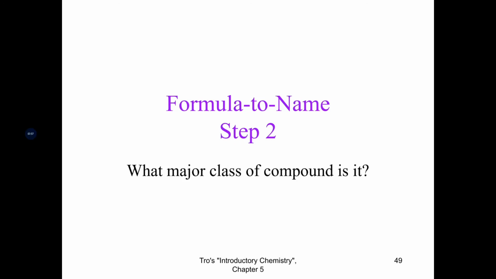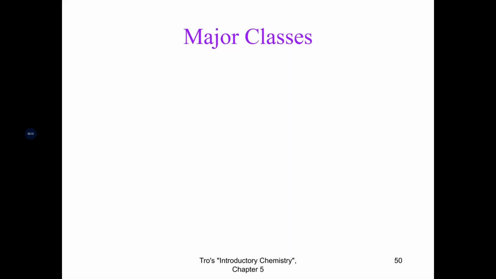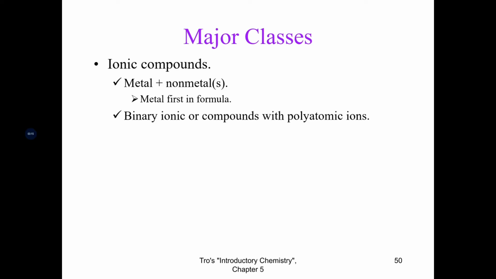All right. Next, we are going to determine what class of compound it is. Is it ionic or is it molecular? We have a certain set of rules that we're going to follow for ionic compounds that are different than molecular compounds. So we need to determine which one it is. In addition, within ionic compounds, there are also different sets of rules that we are going to follow. And first, let's remind ourselves what ionic compounds are.